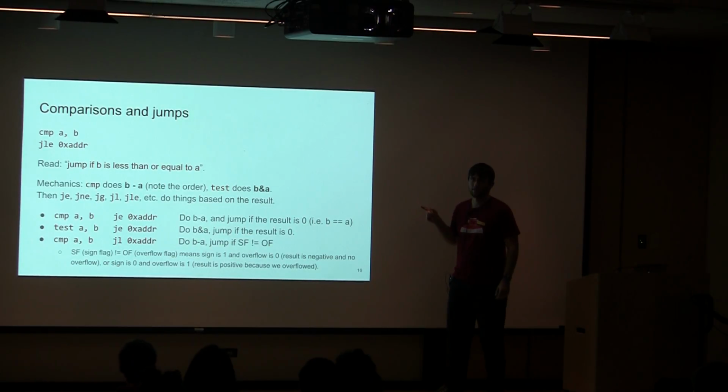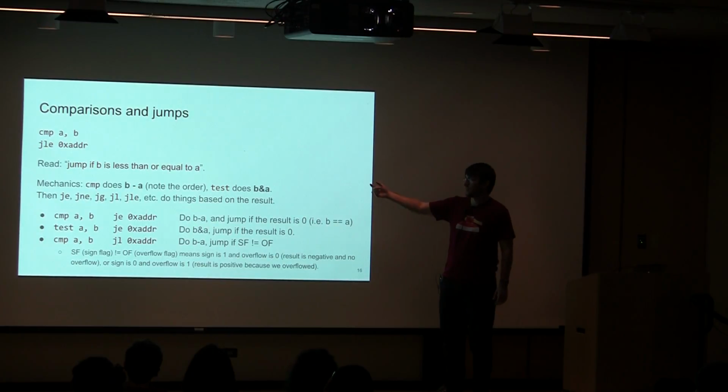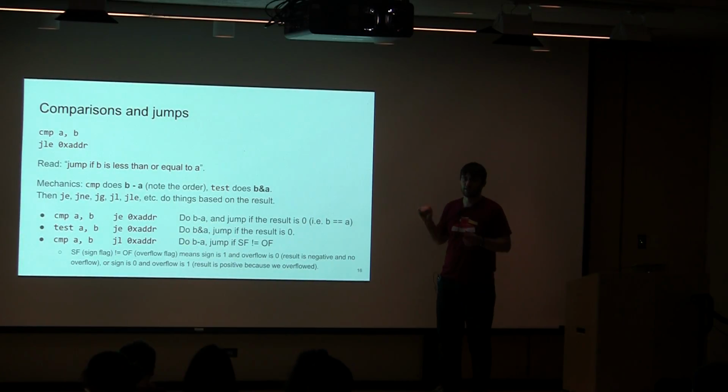Note the order there, right? This is also really easy to get backwards. I don't know why it does B minus A instead of A minus B. So compare does subtraction, test does anding. So if you see a compare and then a conditional jump, then things are usually pretty intuitive. Like that example, jump if B is less than or equal to A is the result.